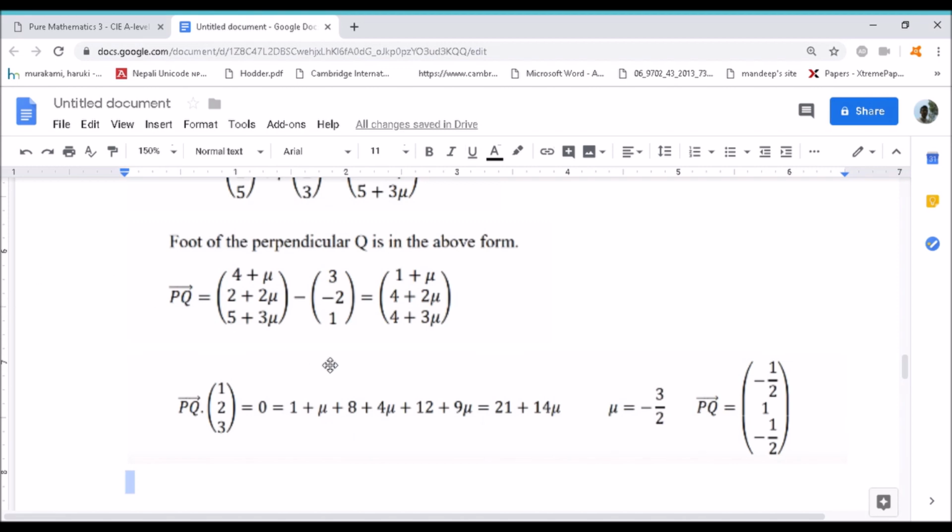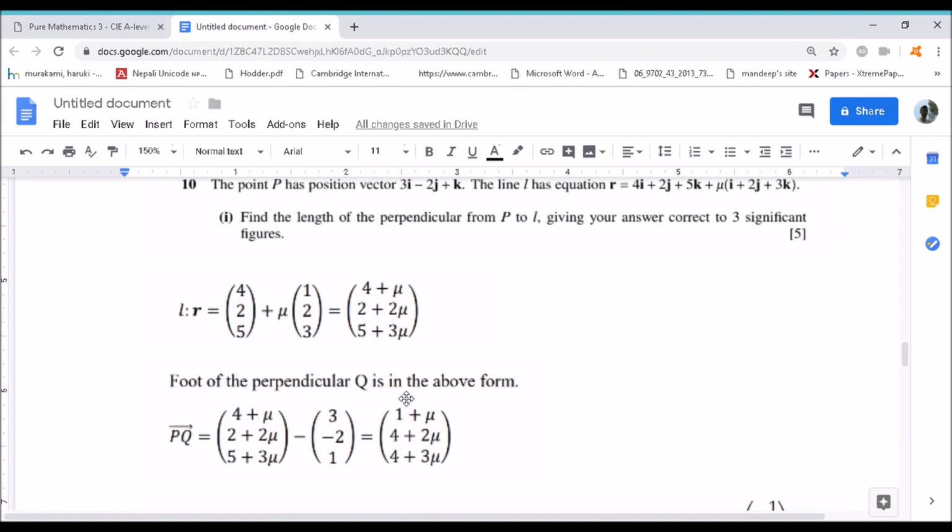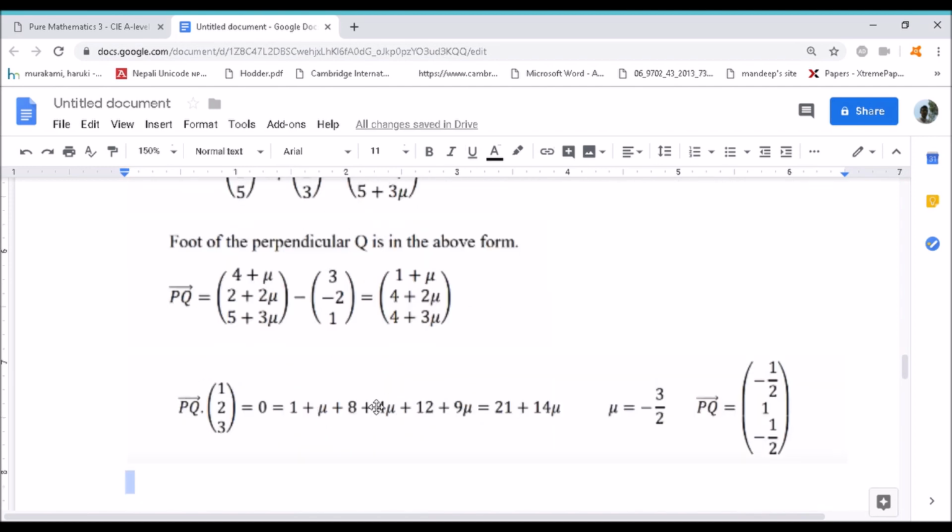So we know that the direction vector is perpendicular, so we take the scalar product of PQ with 1, 2, 3, which will be equal to 0. So we calculate the value of u from there. We have PQ, we have 1, 2, 3, and we do the scalar product, and we get 1 plus u plus 8 plus 4u plus 12 plus 9u, which equals 21 plus 14u.